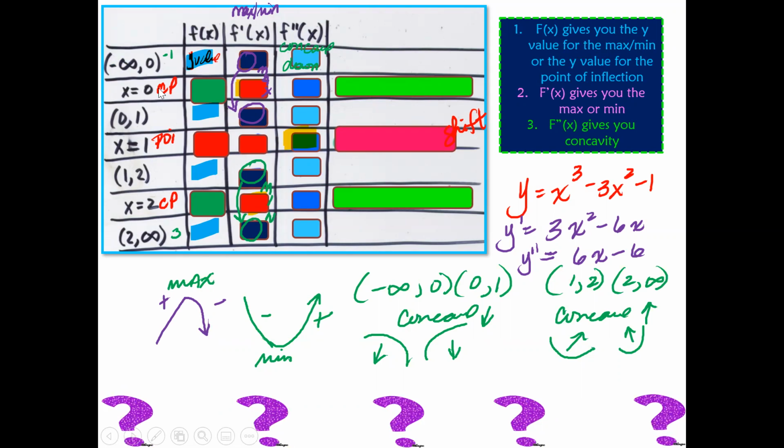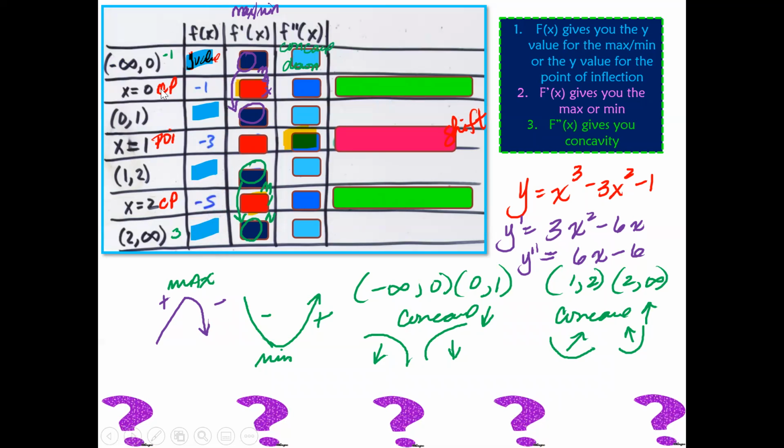When x equals 0, this is your critical point. You can put it back into f of x, and you're going to find that y equals negative 1. Now do the same thing with the next critical point or point of inflection. When x equals 1, plug it back into f of 1. That gives you a negative 3. When x equals 2, that's your critical point. Plug it into f of 2, and it gives you a negative 5.